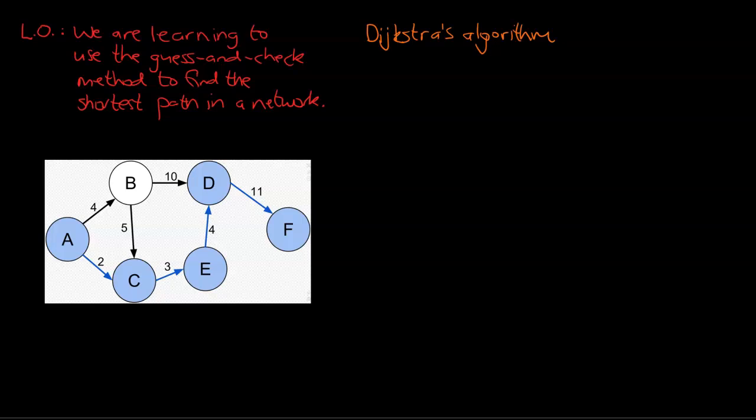This video is for those of us who didn't like the algorithm that we looked at in the previous video. It is a bit of a messy beast. And the learning objective we're going to look at is we are learning to use the guess and check method to find the shortest path in a network.